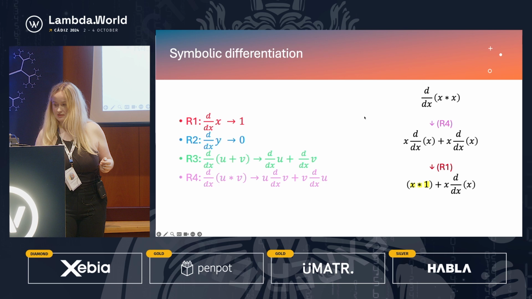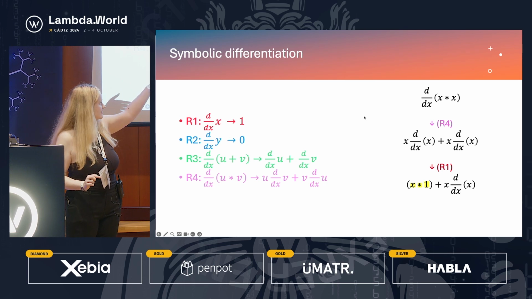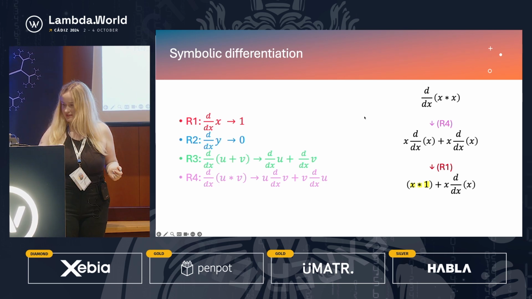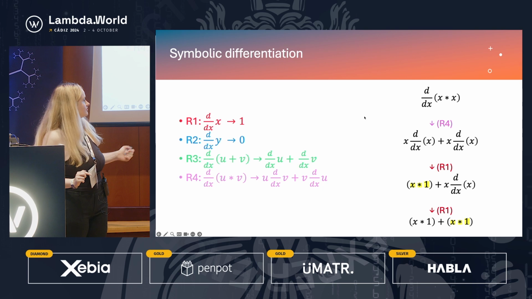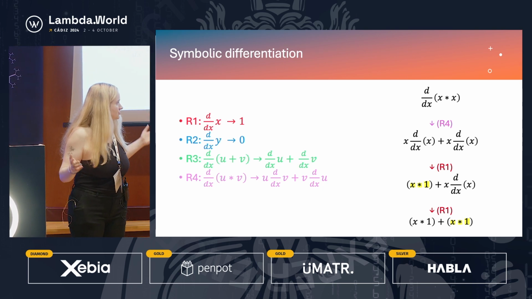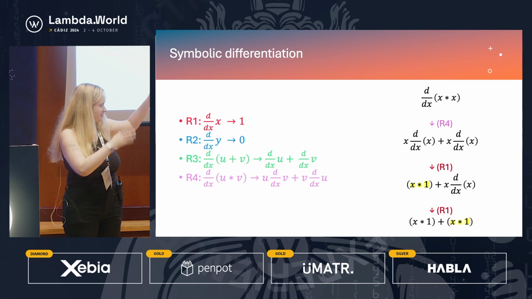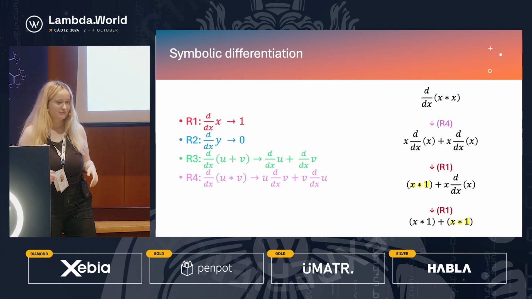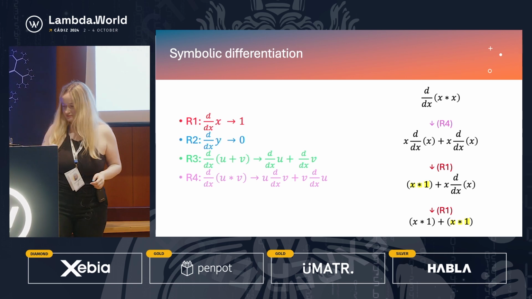And then we apply rule 1 firstly to the left-hand side, and we get x times 1. And then we apply rule 1 again to the right-hand side, and we get x times 1 add x times 1, which is 2x. And we could probably make it an extra rule to then simplify that to 2x, but basically we've achieved our desired output.